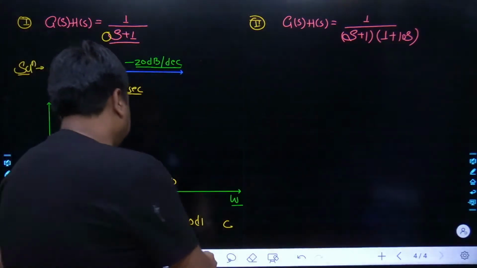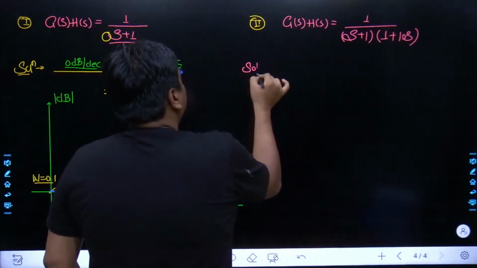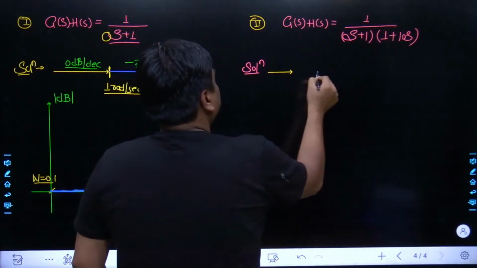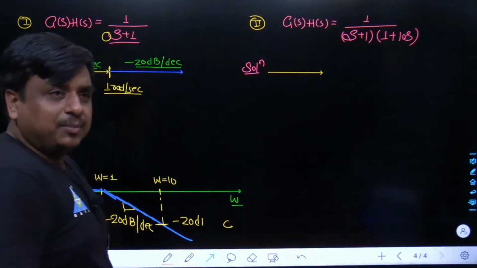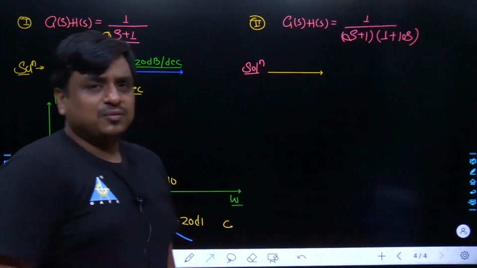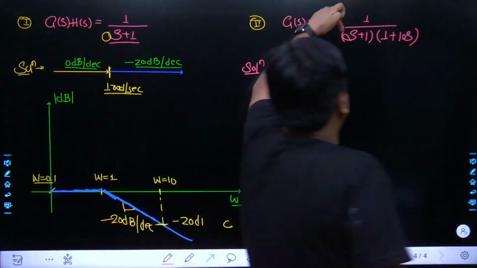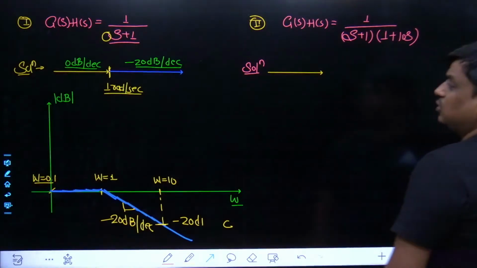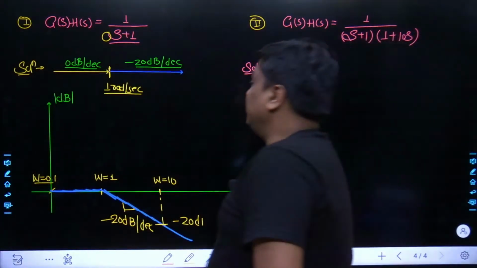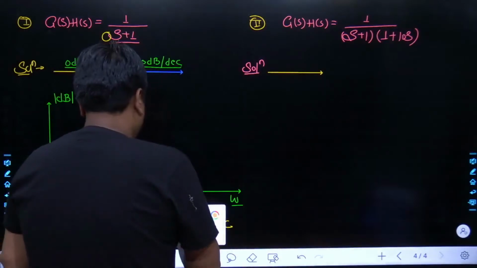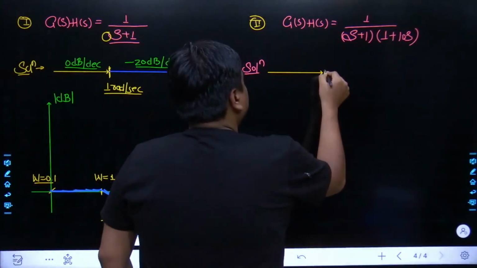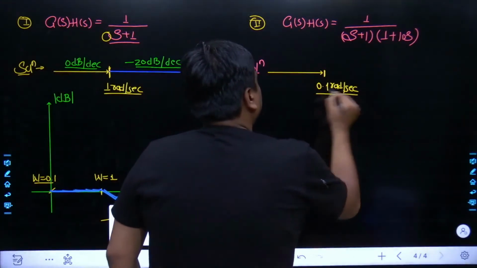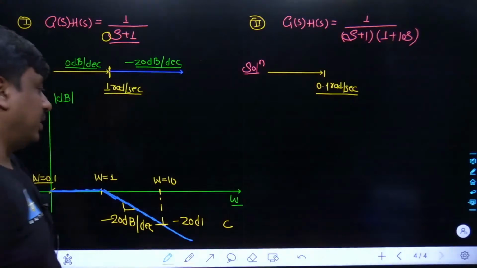If we talk about the initial slope, it is going to be 0, because the factor of s to the power of m is absent. Do you know the first corner frequency we are going to have over the system? Because of 1 plus 10s, the corner frequency is going to come at 1 divided by 10, that is 0.1 radian per second. So here, the first corner frequency we are going to have is 0.1 radian per second. Yes, we can agree on that.